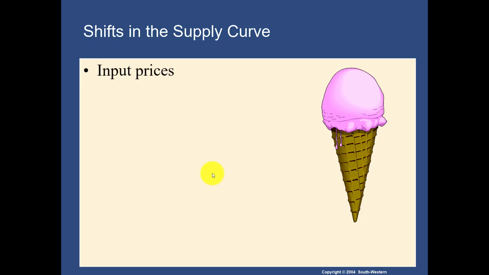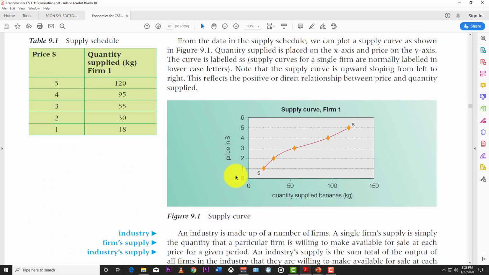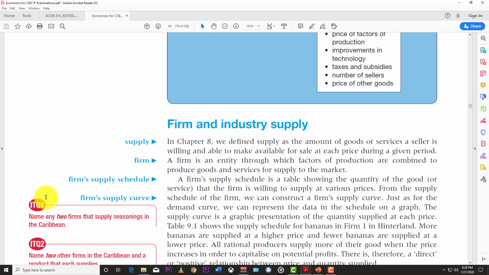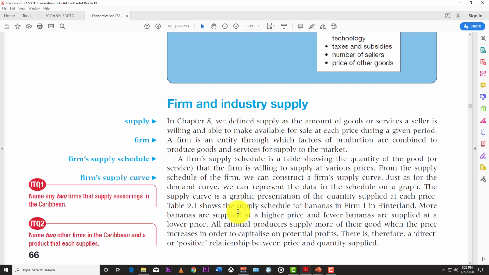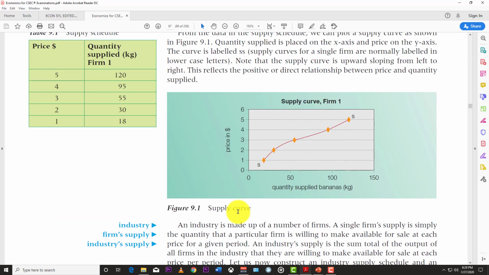So let's go to the textbook and see exactly what the textbook is saying as it relates to the supply curve. A firm's supply schedule is a table showing the quantity of the goods or services that a firm is willing to supply at various prices. From the supply schedule, a firm can construct a firm's supply curve, just as for the demand curve. So we already understand what all that is about. All right, so let's move on.